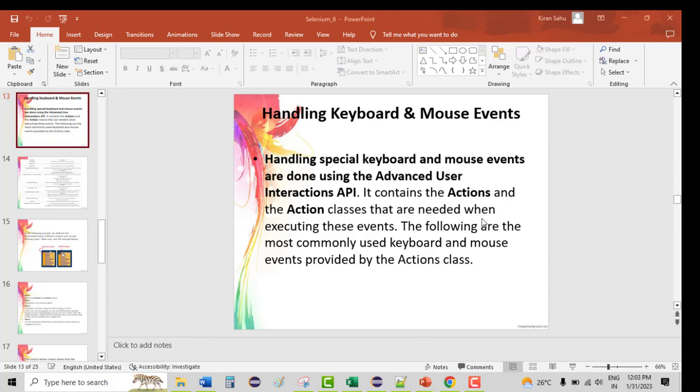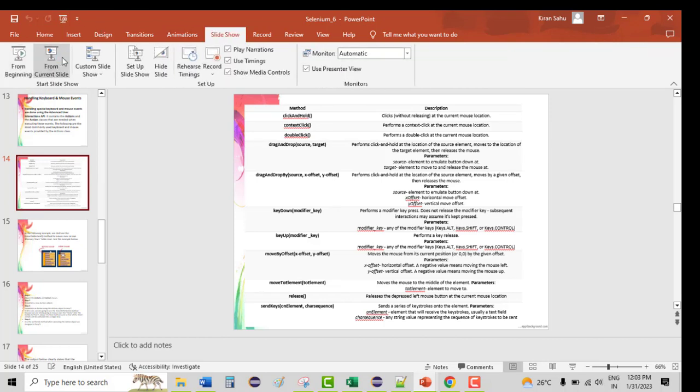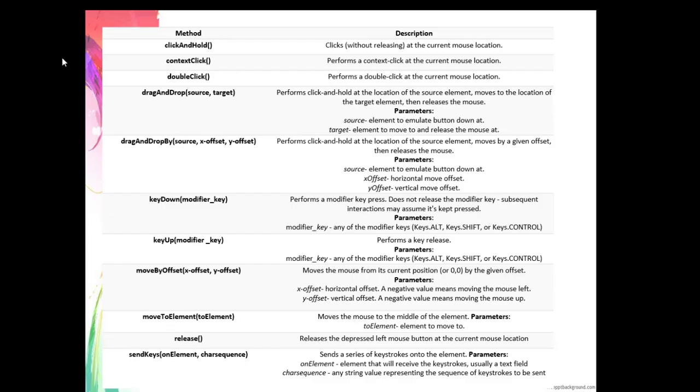Using Actions and Action classes, we can handle a lot of keyboard and mouse events. The different kinds of actions or events which we can perform are here. I'll just quickly enlarge it. You can see here, first is click and hold. Suppose we want to click the mouse and hold for a while and release it on a particular location, we can do that. Context click is the right click of a mouse.